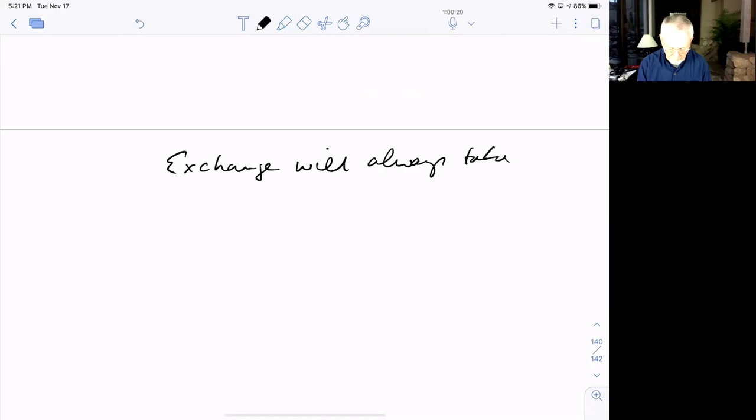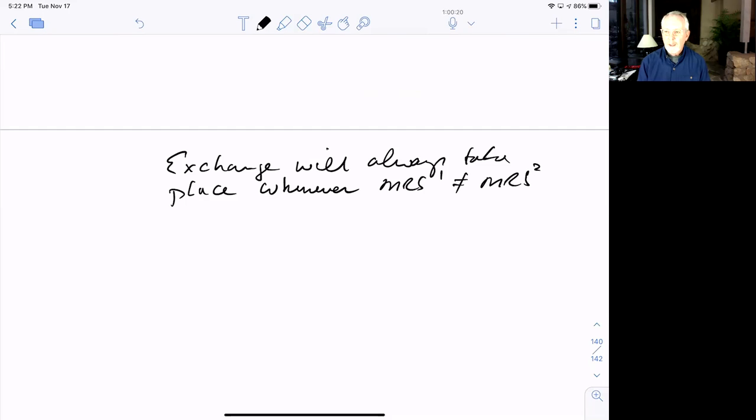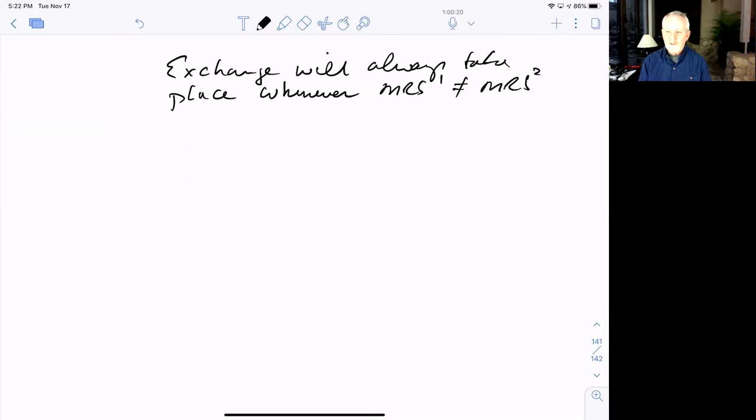Well, exchange will always take place whenever the marginal rates of substitution for 1 is not equal to the marginal rate of substitution for 2. Always. Because one's willingness to pay exceeds the other's willingness to accept.